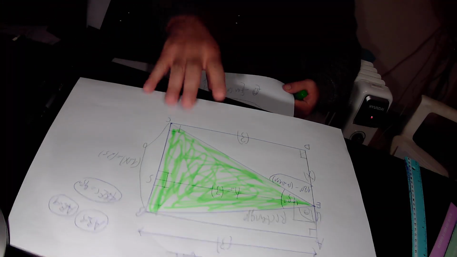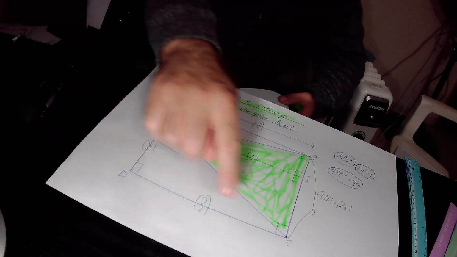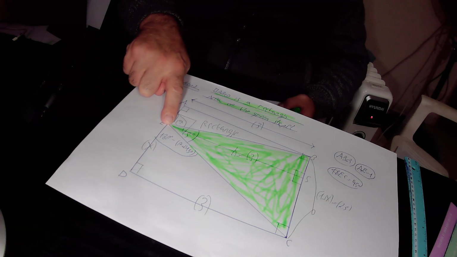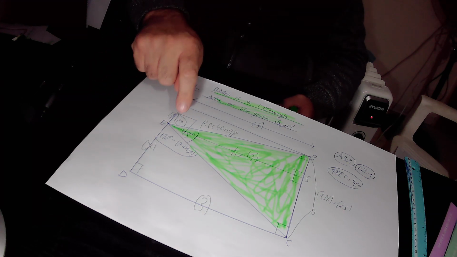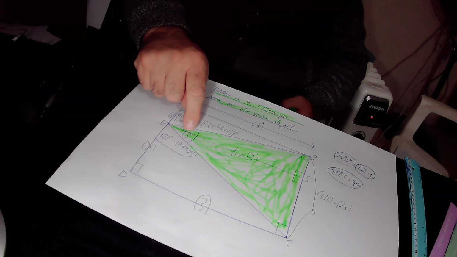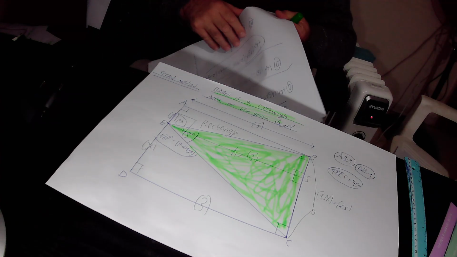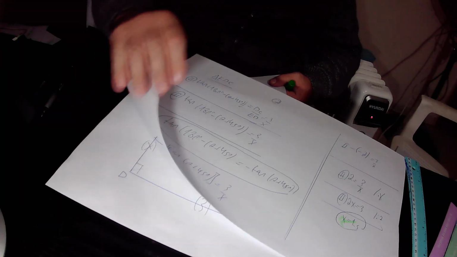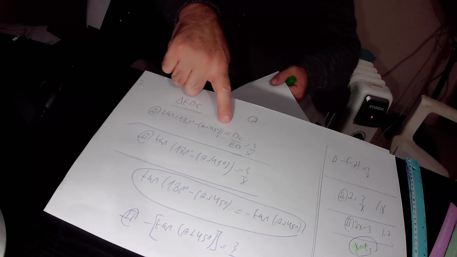In the next step, we focus on this right triangle ADC. In this right triangle ADC, tangent of (180 degrees minus (theta plus 45 degrees)) equals DC over AD. Again, in the right triangle ADC, tangent of (180 degrees minus (theta plus 45 degrees)) equals DC over AD.